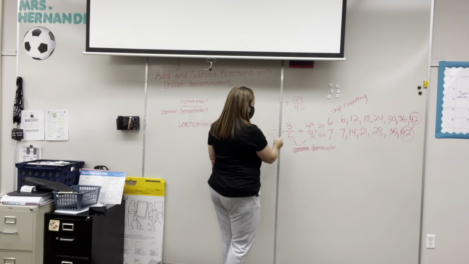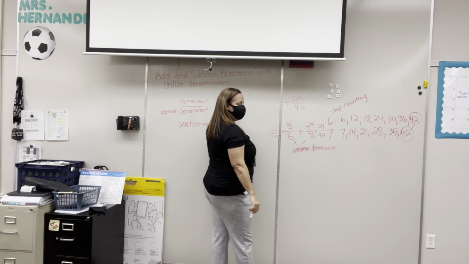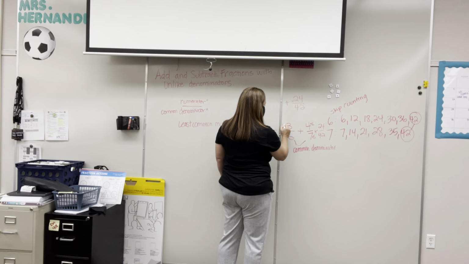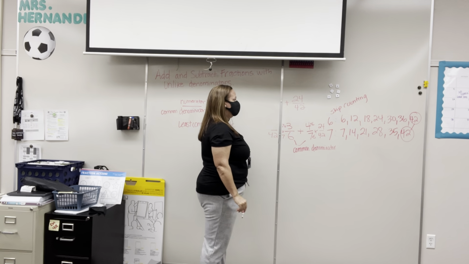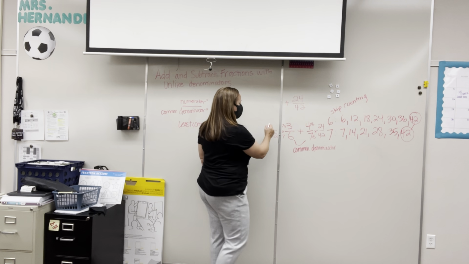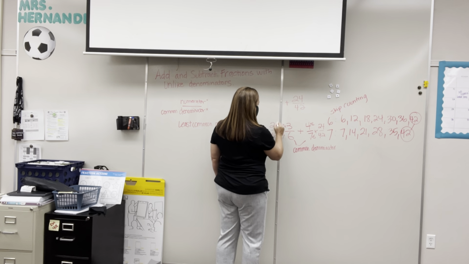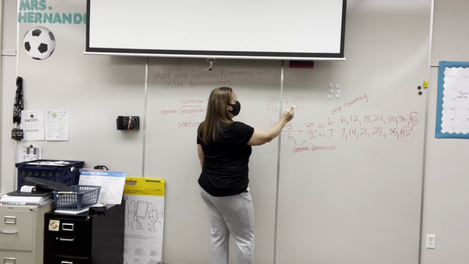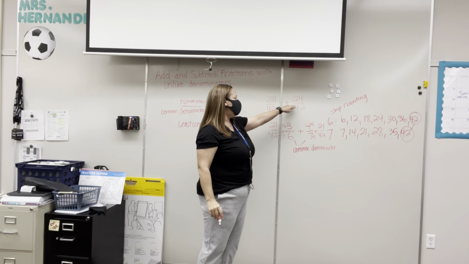And we're gonna add it once. So what times 6 equals 42? Put 7. Okay. And we have to do the same to the top. What's 7 times 3? 21. So our problem with the common denominators is 21 over 42 plus 24 over 42.